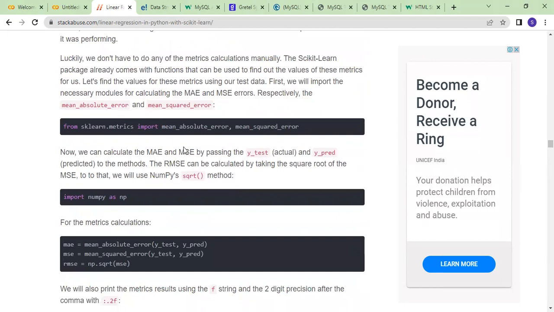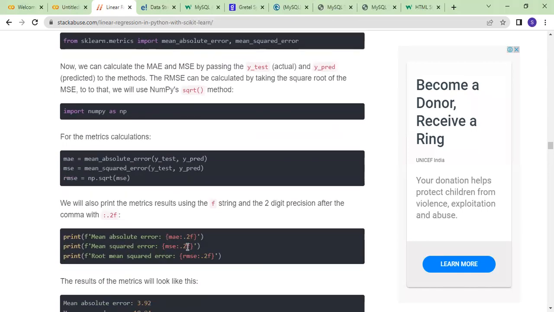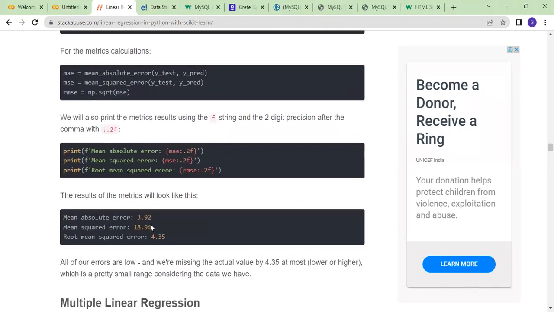Metrics is a library, and we have to import what kind of error we want to calculate. If you want to calculate the mean absolute error or mean squared error, then we import mean absolute error or mean squared error. Then we test the two things: one is the target value, another is the predicted value, and we ultimately get the result: mean absolute error is 3.92, mean squared error is 18.94, but the root mean squared error is 4.35, right?